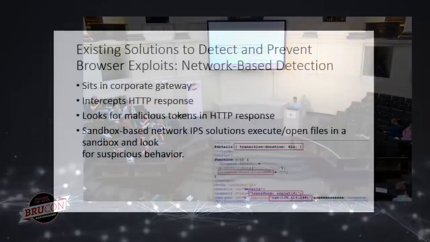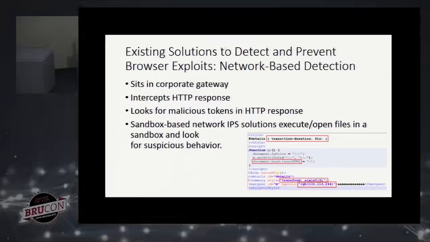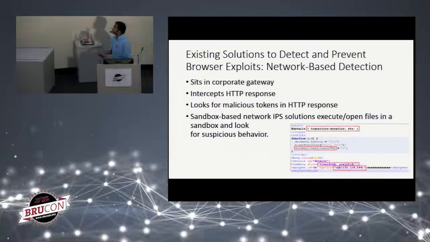So now, we have covered host-based intrusion prevention systems. Now we are going to take a look at network-based detection systems. It sits in the corporate gateway, where it monitors all the traffic your organization is accessing. It intercepts HTTP responses, and it simply looks for malicious tokens in them. Based on that, it concludes whether any suspicious content is being delivered to the user's browser or not.